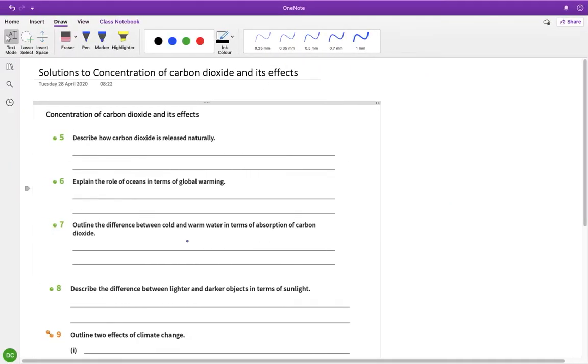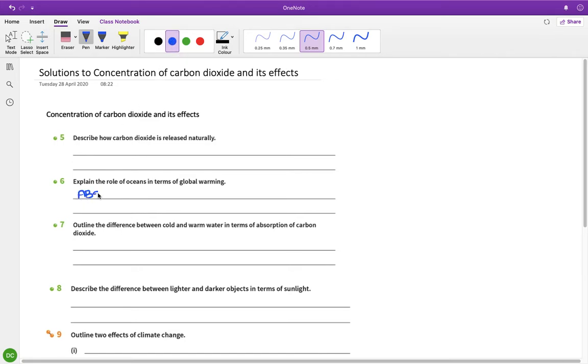Okay, explain the role of oceans in global warming. Their biggest role is that the oceans absorb carbon dioxide. That kind of gives you the answer in the next one. Outline the difference between cold and warm water in terms of absorption of carbon dioxide. So, cold water absorbs carbon dioxide better than warm water.